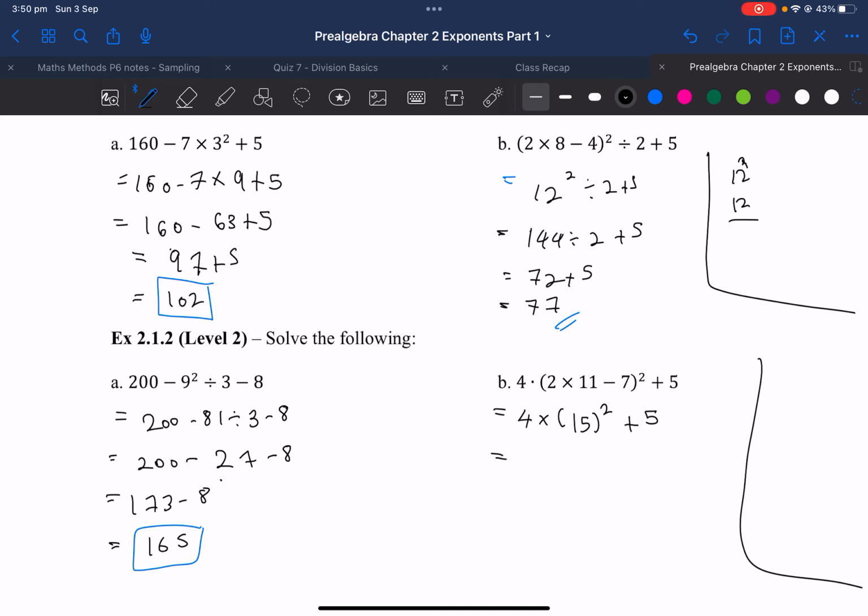So I got this 15. So it's 4 times 225, not 223. Because 15 squared is 225. I think you misread this. You got 225 written here, but you misread it as 223. And then if I got the answer to that, and then plus 5, I would have got my answer. Yeah. So convert this to 225. 225 times 4. What do you get then?